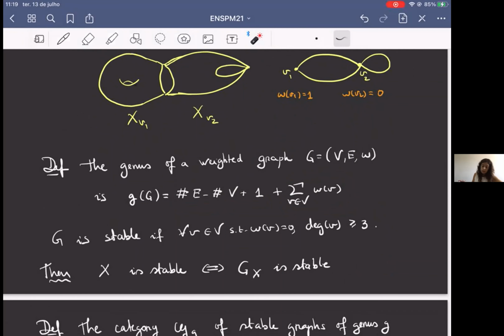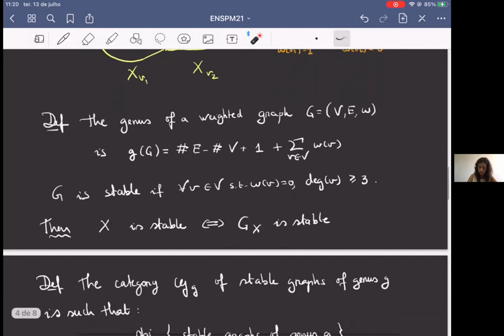And then you define for a weighted graph a stability condition by saying that the graph is stable if for all vertices with weight 0, the degree or the valence of your vertex is at least 3. And then it's an easy exercise to see that the stability condition that we said at the beginning, that the curve is Deligne-Mumford stable, is really equivalent to asking that the dual graph of your curve is stable. So the stability condition is completely encoded in a combinatorial way.